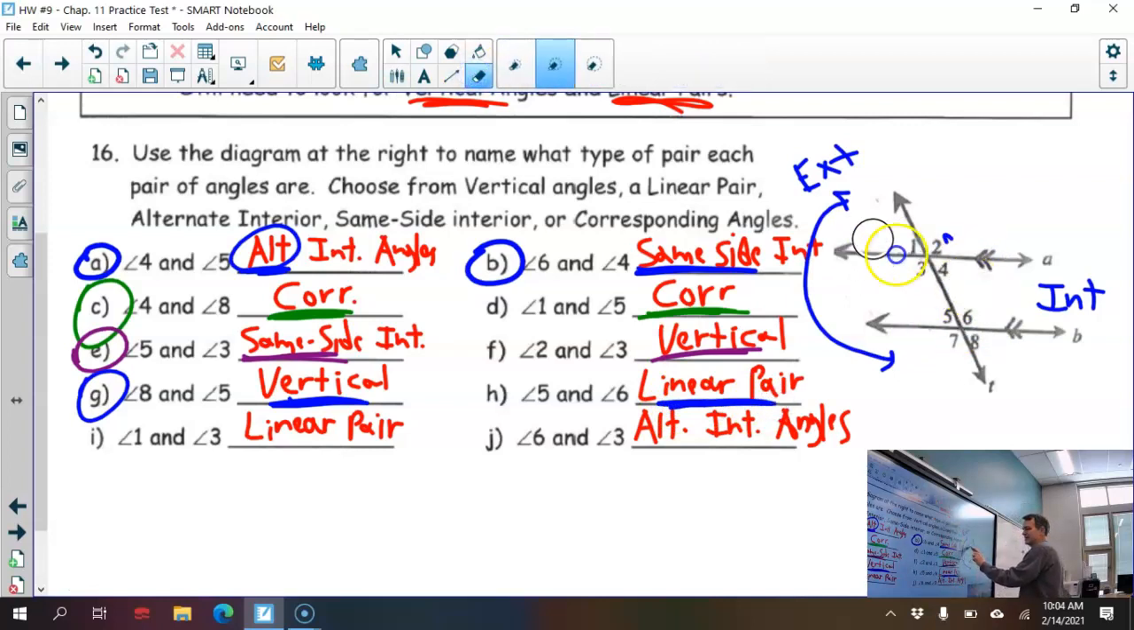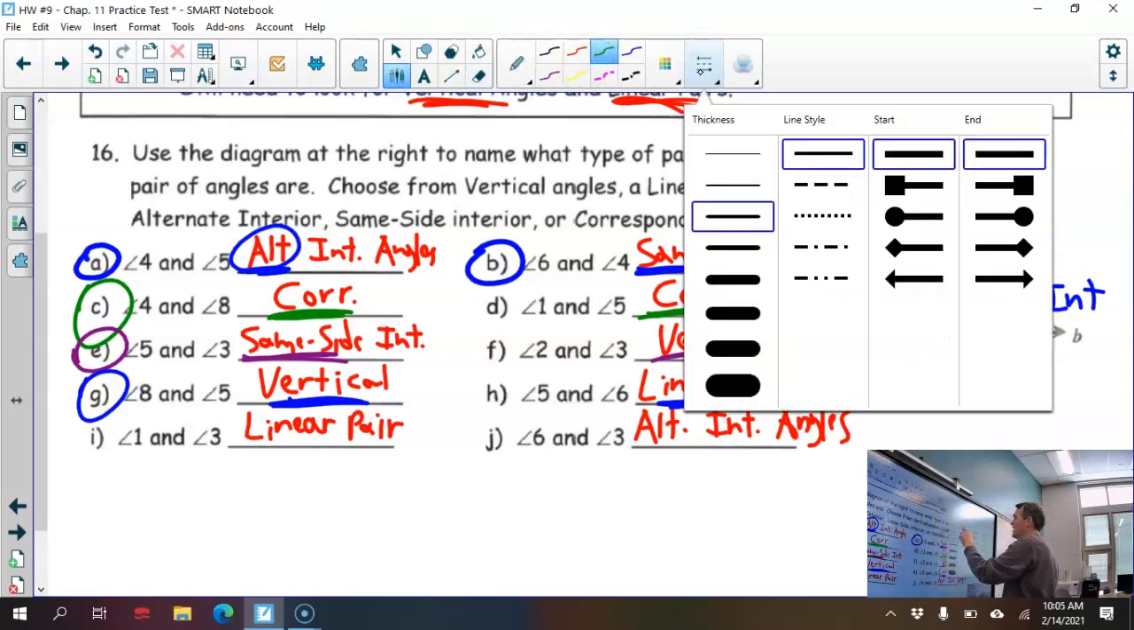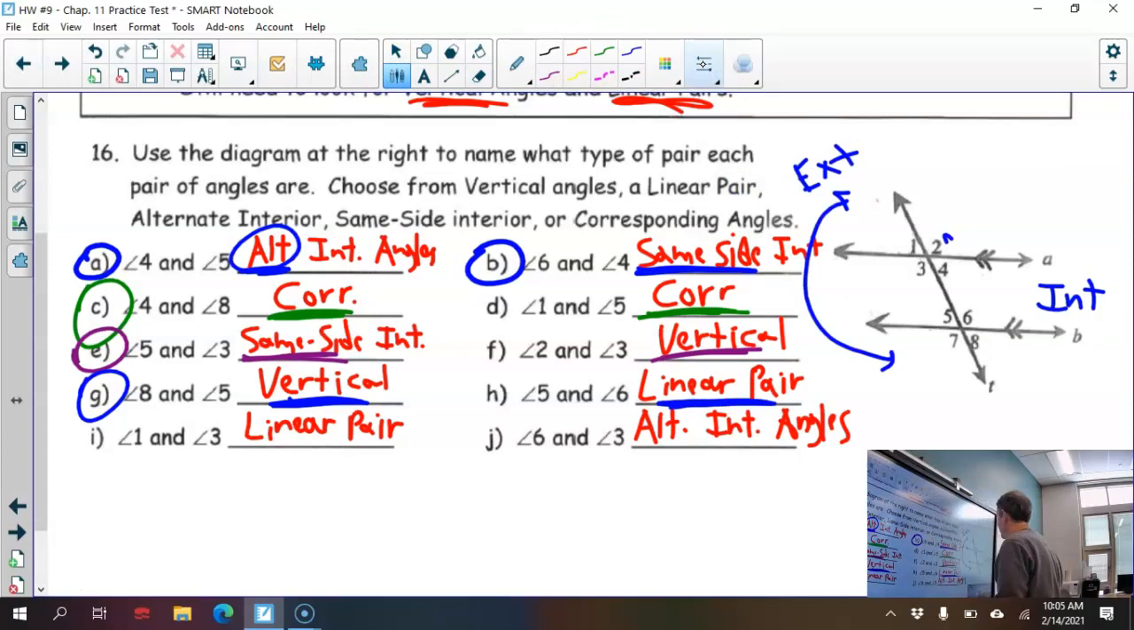And that brings us to letter I. In letter I, we have angle 1 and angle 3. So that's not using this line down here. 1 and 3 have the same vertex, and they sit next to each other and make a line. That's why they're called a linear pair.